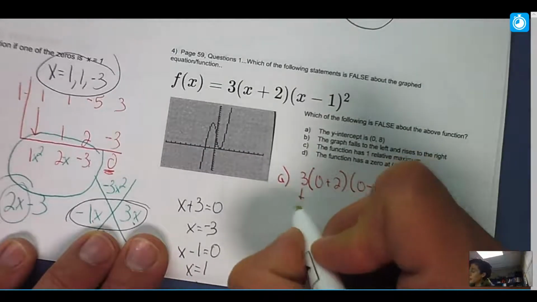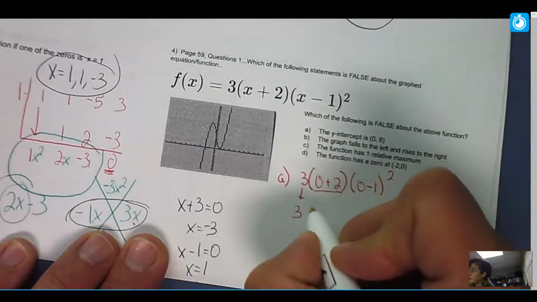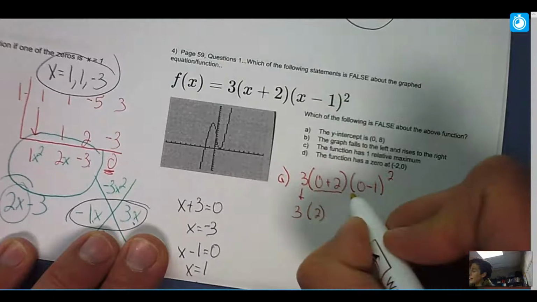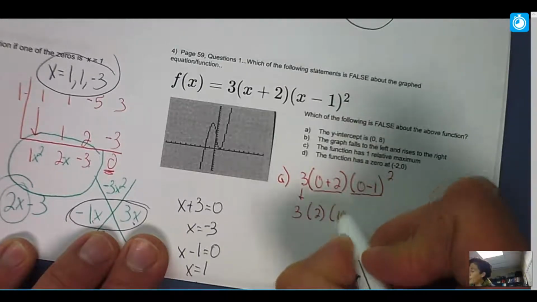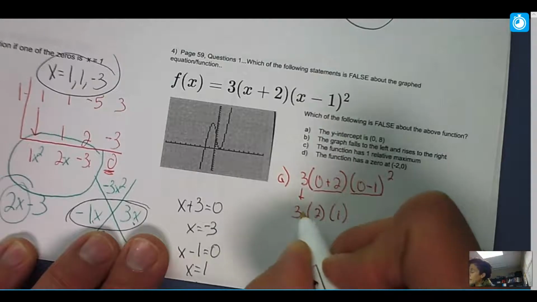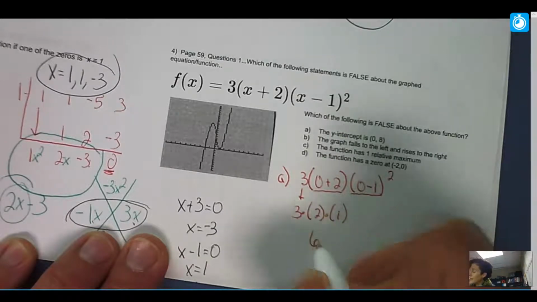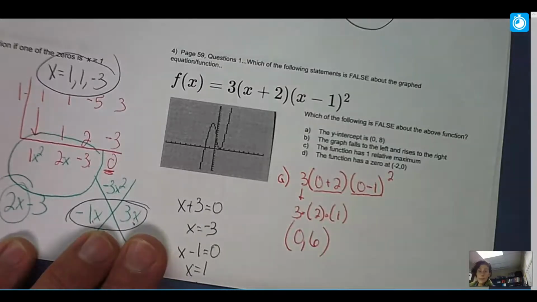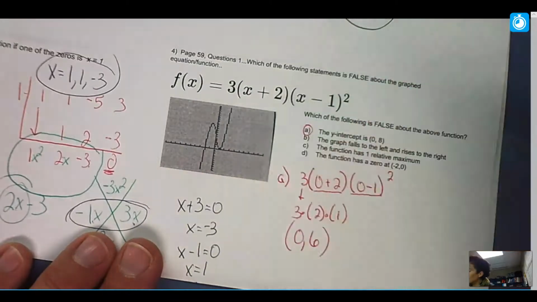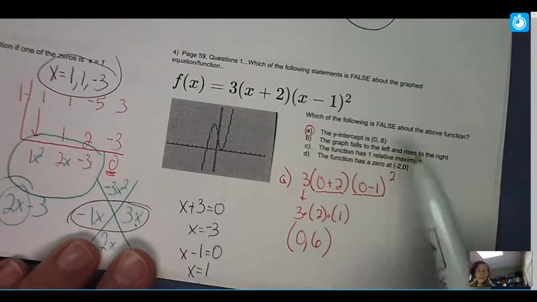So the 3 is just going to drop. These parentheses turn into 2, and then here I'll get a -1, but then I'll square the -1 for a 1, and when I multiply, don't add these, I get 6. So right away I see that my y-intercept is 0, 6, not 0, 8. So the correct answer is A. Let's just check these others out.